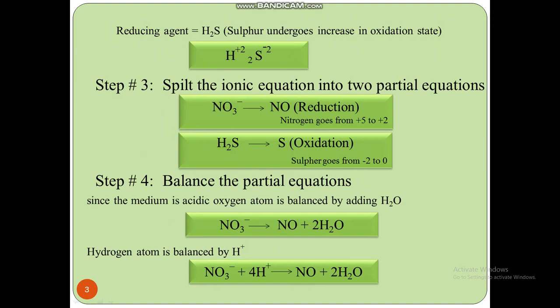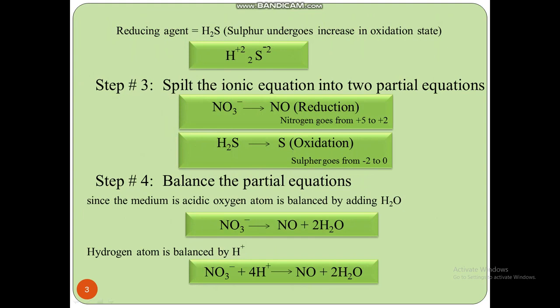Reducing agent is hydrogen sulfide. Here sulfur undergoes an increase in oxidation state. In hydrogen sulfide, hydrogen has +1 oxidation state. Since we have 2 hydrogen atoms, the oxidation state of hydrogen is +2 and therefore sulfur has -2 oxidation state. Step number 3. We have to split the ionic equation into 2 partial equations.